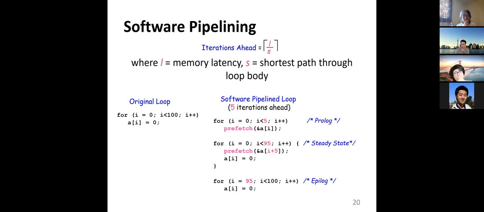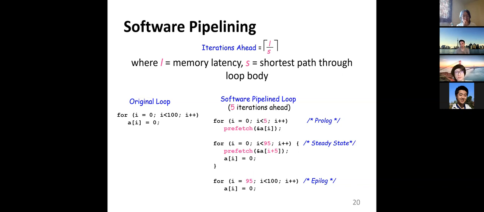Do you see the difference? The number of misses is identical, but how they are served is different. In one case, they all happen one by one, so they overlap nicely. In the other case, they're not overlapped. So that's where the difference is.